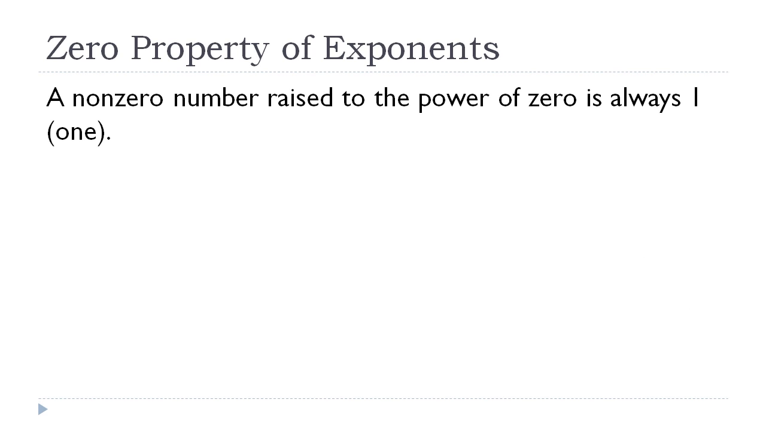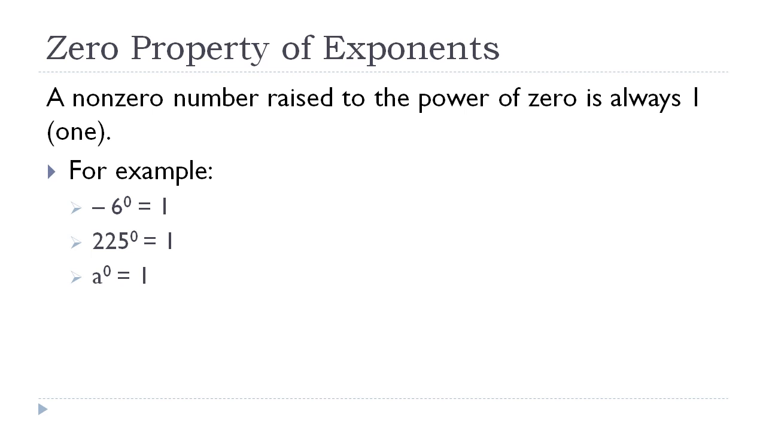When you have a non-zero number raised to the power of 0, it is always going to be 1. Let's take a look at some examples. Negative 6 raised to the power of 0 is 1. 225 raised to the power of 0 is 1. A to the power of 0 is 1.